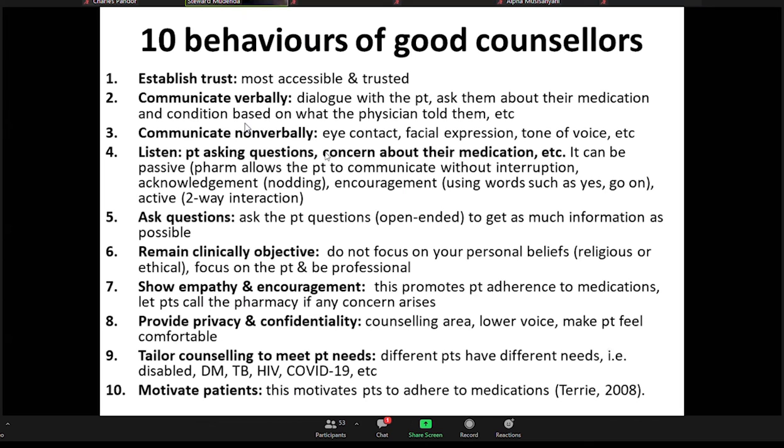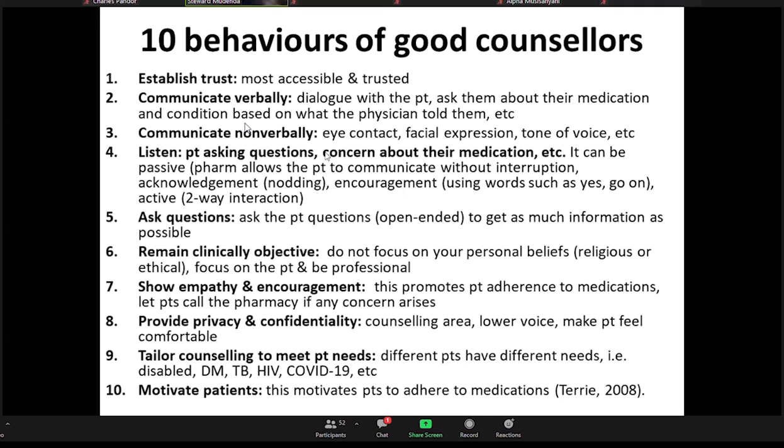And please remain clinically objective. Forget about your personal beliefs. Forget about religion or ethics. Be focused on the patient and be professional. Not, I think, I know traditional medicines that you can use here, I know this will not work, get the traditional medicine. No. Be objective and be centered on the patient.